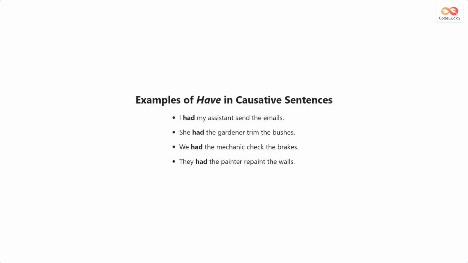Here are some examples. I had my assistant send the emails. She had the gardener trim the bushes. We had the mechanic check the brakes. They had the painter repaint the walls. In each sentence, someone is arranged to do a task.